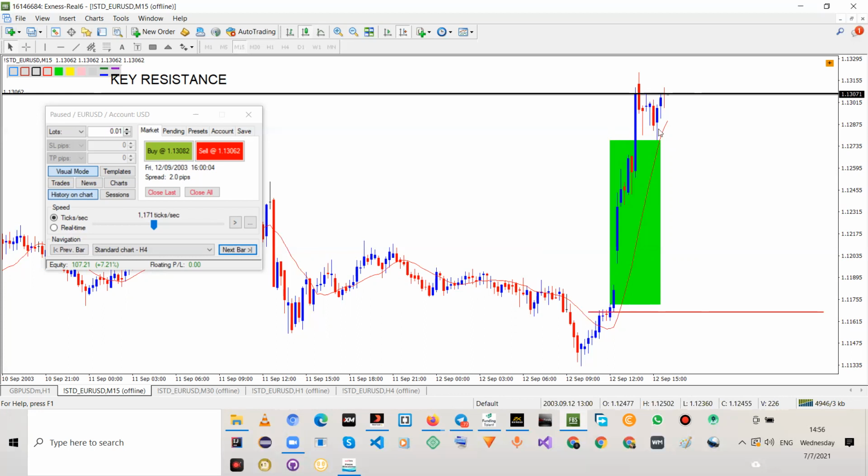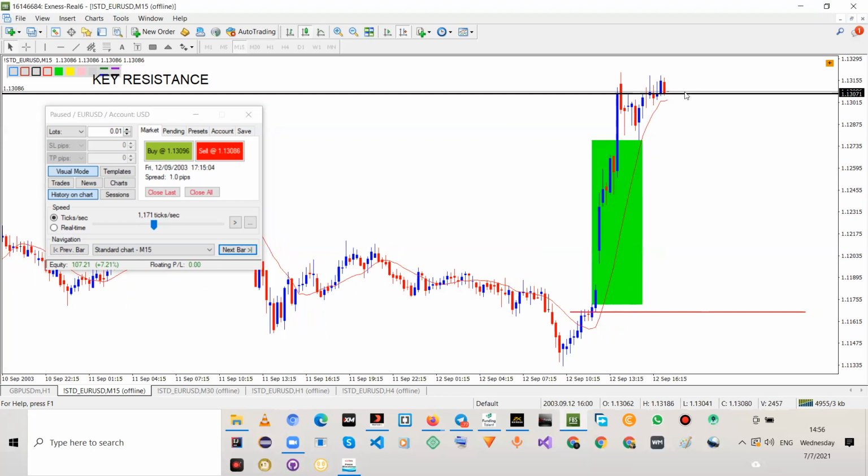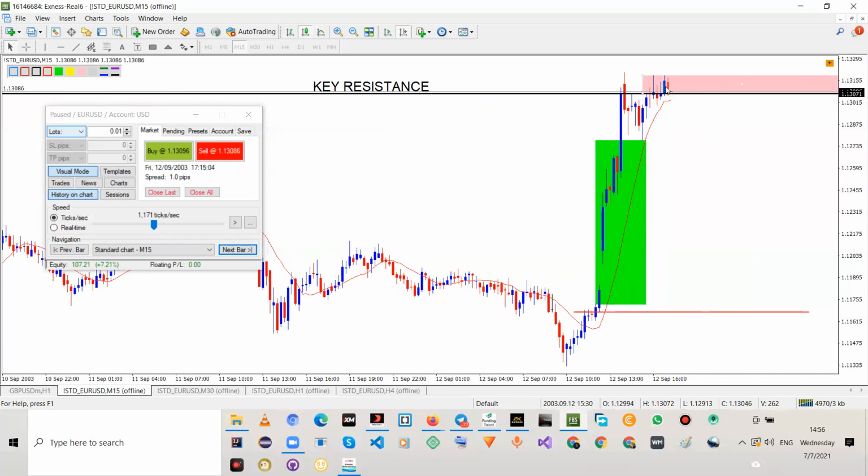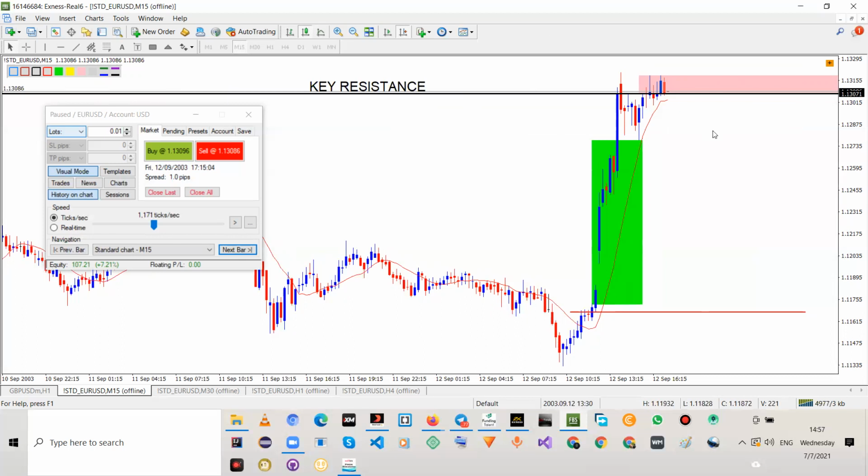So as you can see, we are now looking for other confluence. Since this is our key resistance area, we're now looking for the largest up close candlestick pattern, the largest up close candle with a reasonable body. That becomes this area right here. This is our largest up close right here.